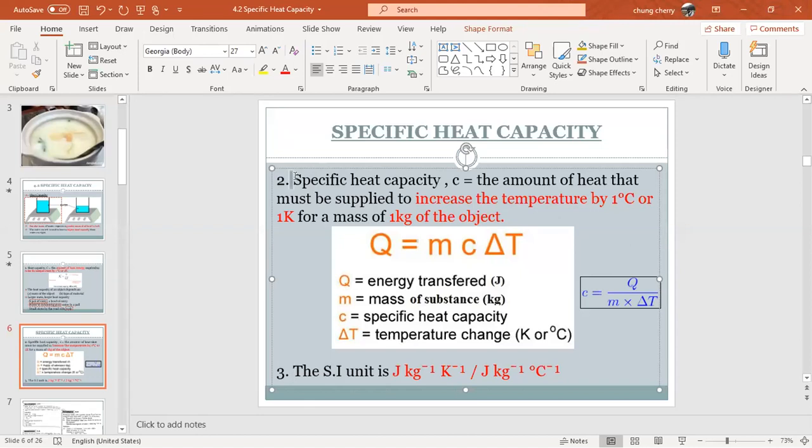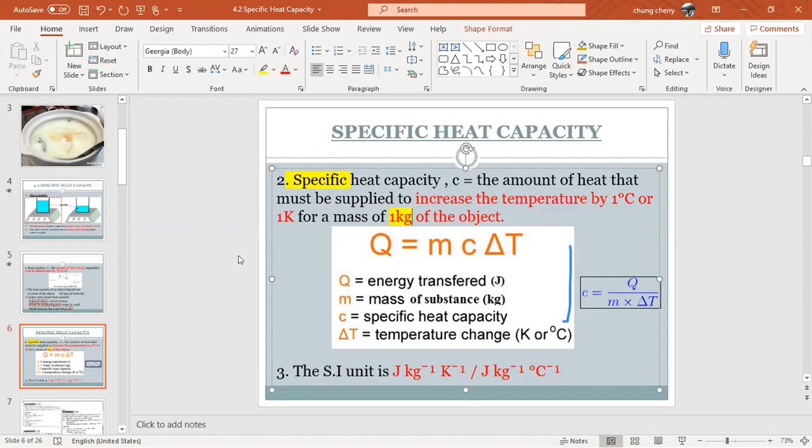So when you talk about specific, it means 1 kg. When you see the word specific, it is about 1 kg of mass. So the difference between the heat capacity and specific heat capacity, both are the same: it's the amount of heat required to increase the temperature by 1 degree Celsius or 1 Kelvin. But for specific, we add a mass of 1 kg of the object. That's why you see this part.